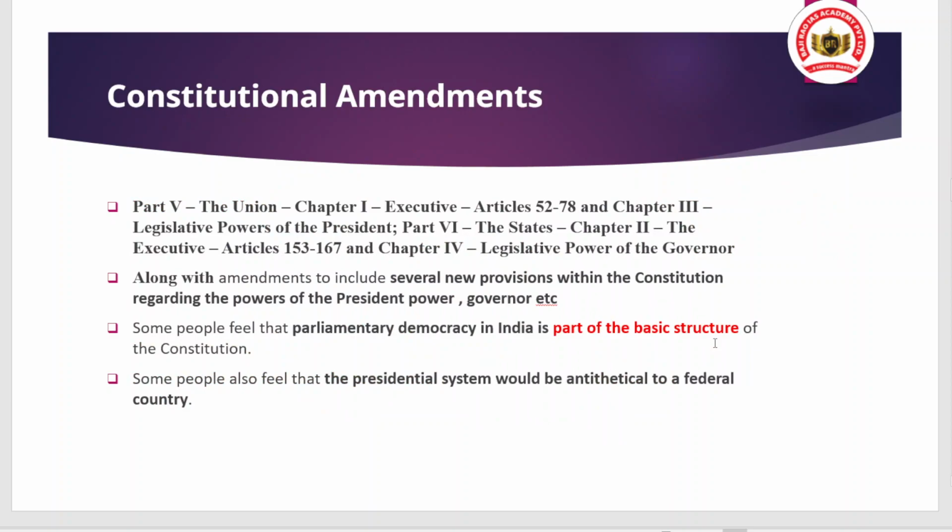Along with, there is a need to have constitutional amendments, like we have to amend part 5 of the constitution that deals with the union, along with its various chapters like chapter 1, and along with articles like article 52, 78, and along with chapter 3. Along with, at the state level, we have to also amend the constitution. So we have to amend part 6 that deals with the state.